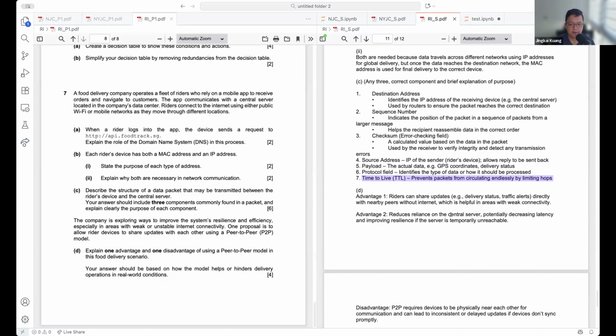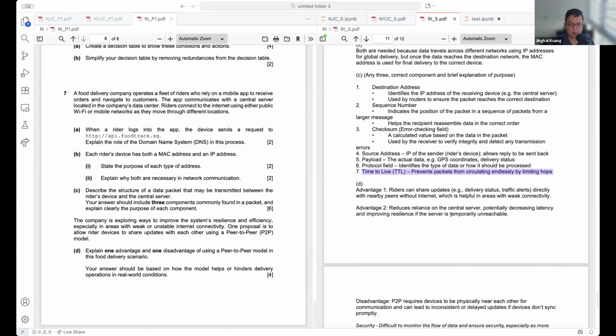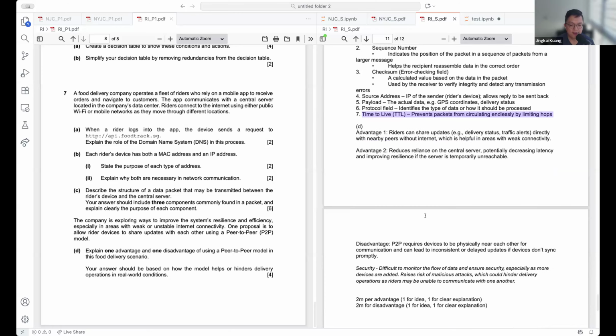Okay, so the answer they gave was: riders can share updates with nearby peers without internet, which is helpful in areas with weak connectivity. Advantage 2: reduces reliance on the central server, potentially decreasing latency. Okay. Disadvantage: P2P requires devices to be physically near each other for communication. Okay, and security. Okay, so this one, my understanding of P2P is this.